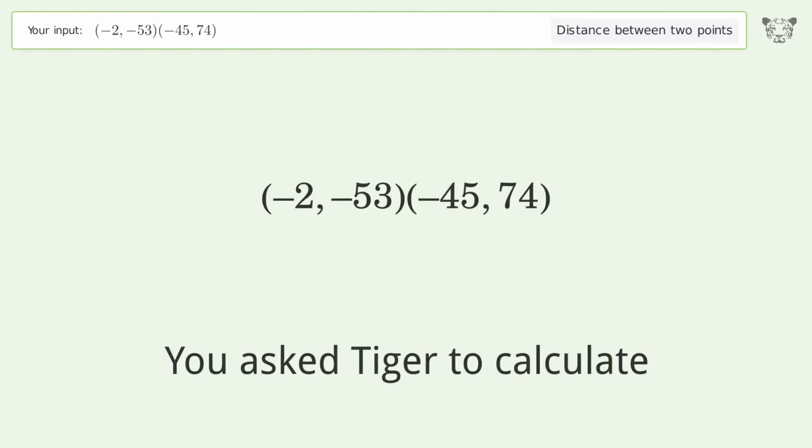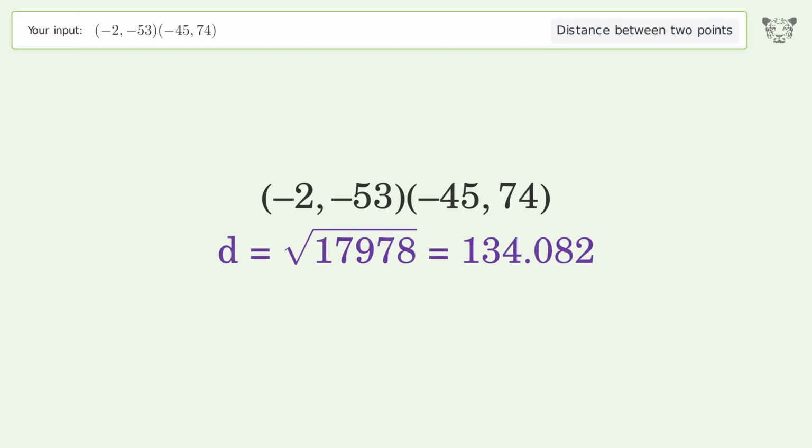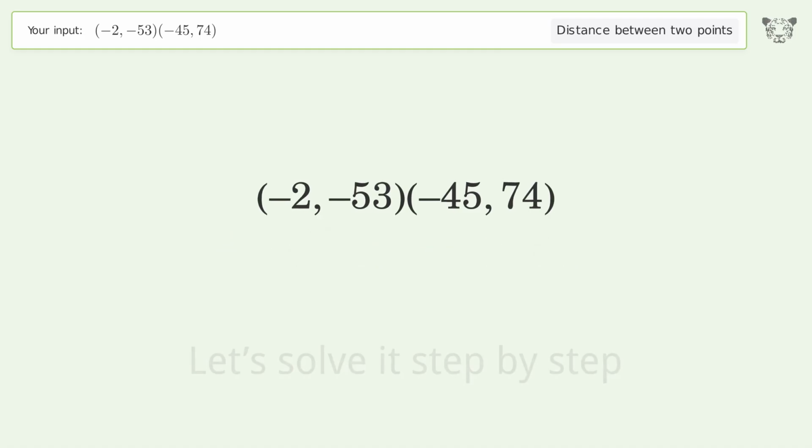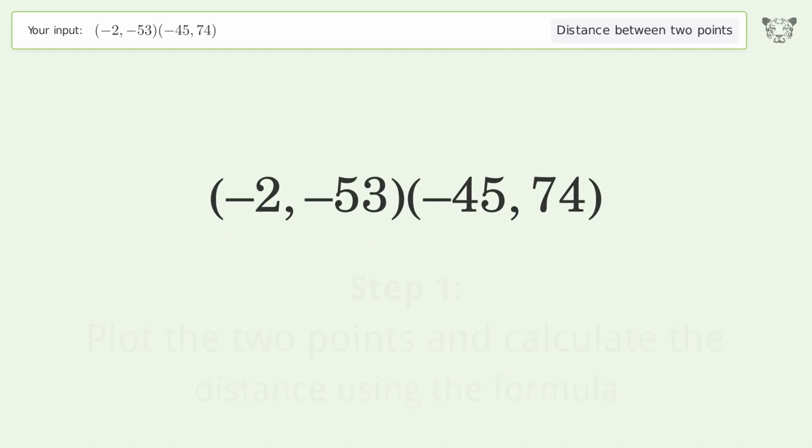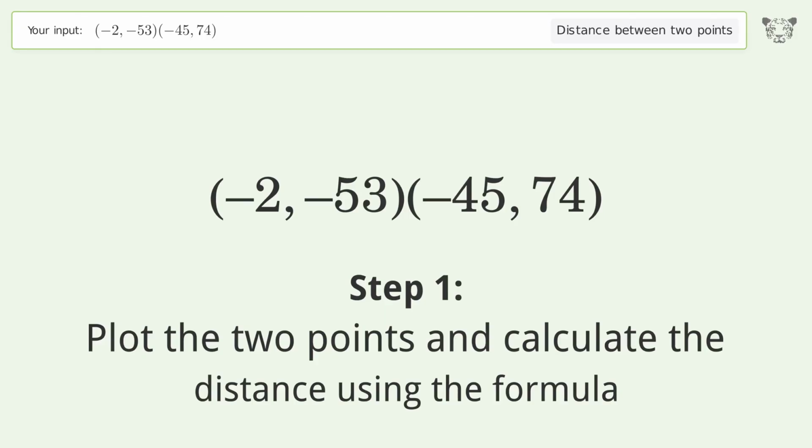You ask Tiger to calculate. This deals with the distance between 2 points. The distance between the 2 points is the square root of 17,978, or 134.082. Let's solve it step by step. Plot the 2 points and calculate the distance using the formula.